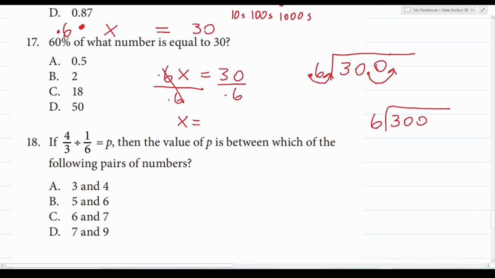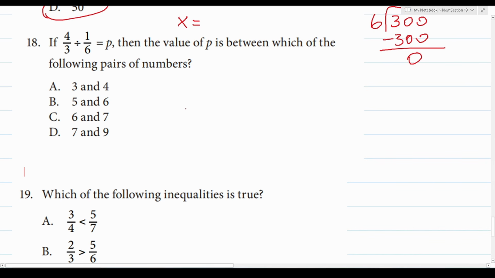All right, now the question is, how many times does 6 go into 3? It doesn't. How many times does 6 go into 30? Well, 6 goes into 30 5 times without going over. Therefore, 6 is going to go into 300 50 times without going over. 6 times 50 is 300 with no remainder. So the answer to this one is 50. Okay, so that's that one.